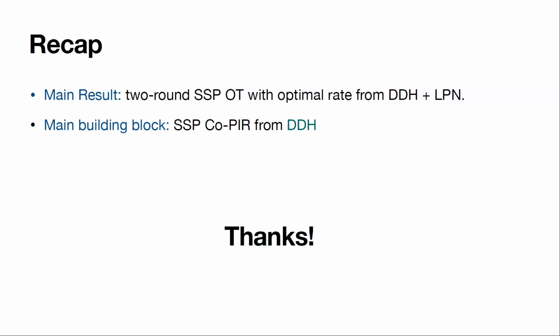Can you tell us how you use PIR and co-PIR to reduce the error? Yes, so the LPN introduces errors in the receiver's output. We use co-PIR to erase those positions with errors. Yeah, the receiver knows the positions. And then they use PIR to get the right output in those positions.